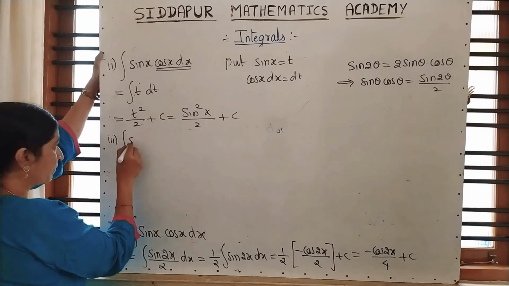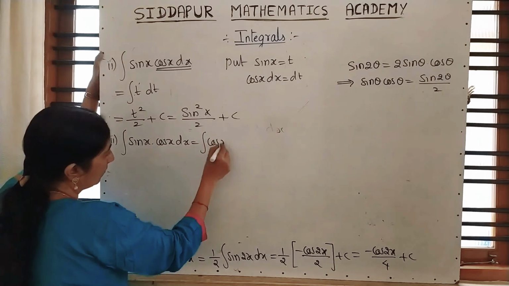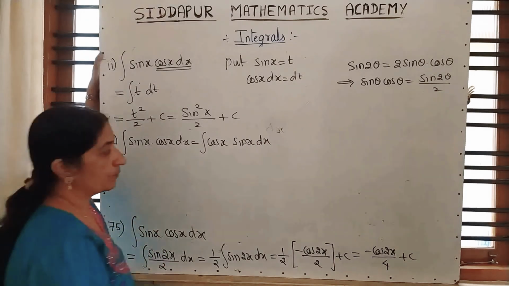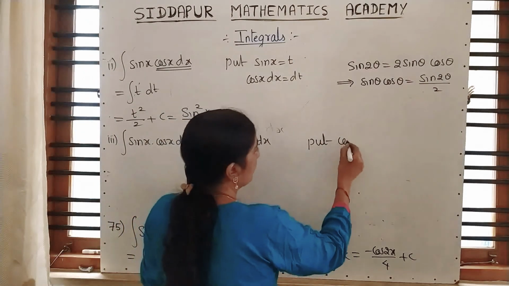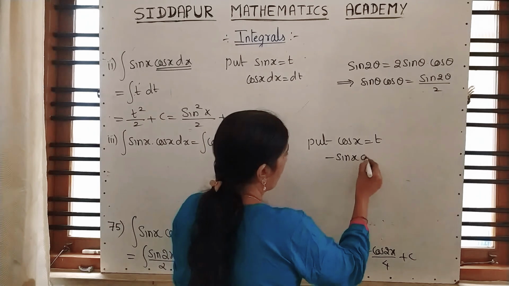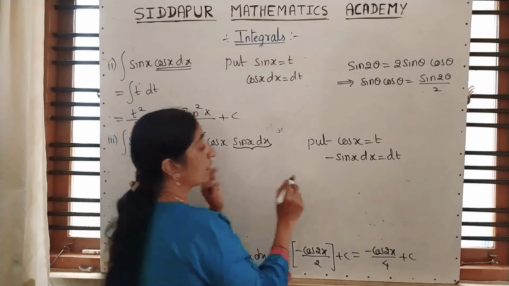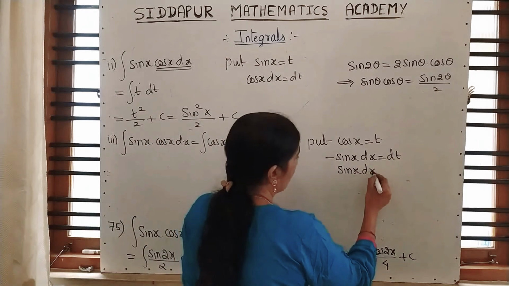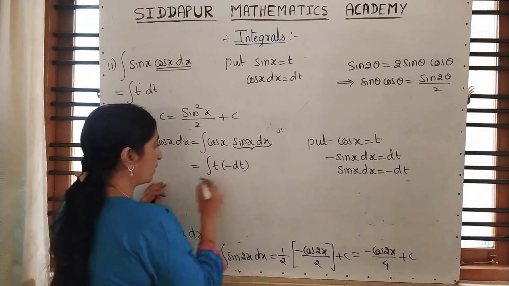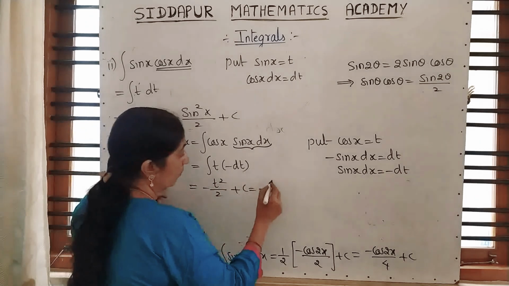Third method. First see how I wrote. Can we write like this multiplication? Just I interchanged them. And now I am doing the substitution. Differentiation of cos x is minus sin x into dx is equal to dt. This value, but there is a negative. This will be minus dt. T into minus dt. Write minus outside, t is t square by 2 plus c. Write down that t value.